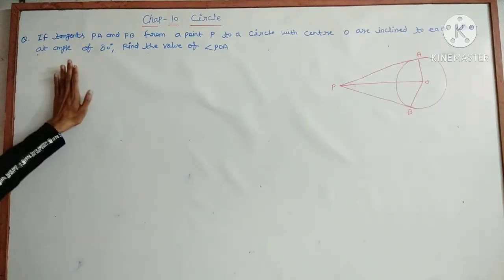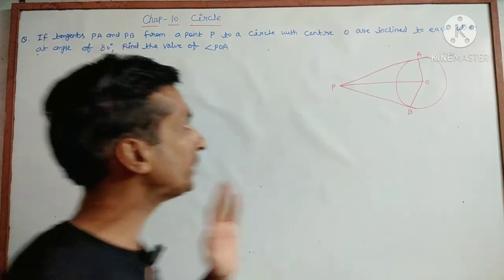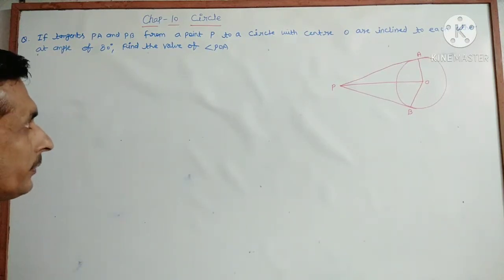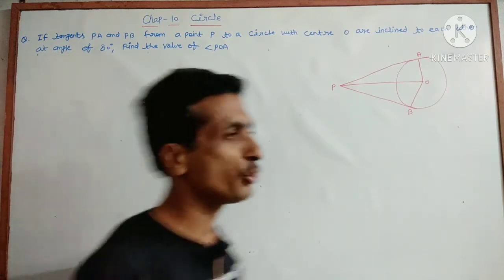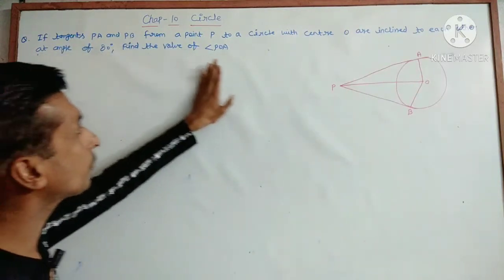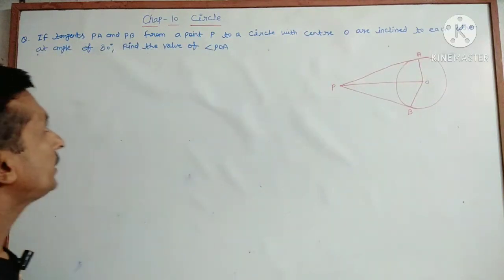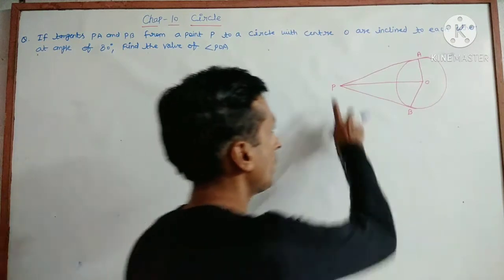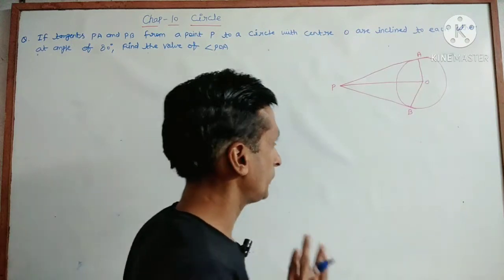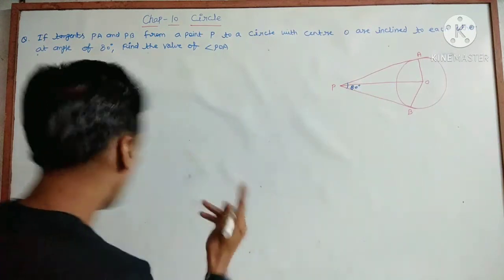Next question. If tangents PA and PB from a point P to a circle with center O are inclined to each other at an angle of 80 degrees, find the value of angle POA. In this question, there are two tangents, PA and PB, from the point P to a circle with center O, inclined to each other at 80 degrees. We have to find the value of POA. Here, this angle is 80 degrees. How to solve? Look at this one.